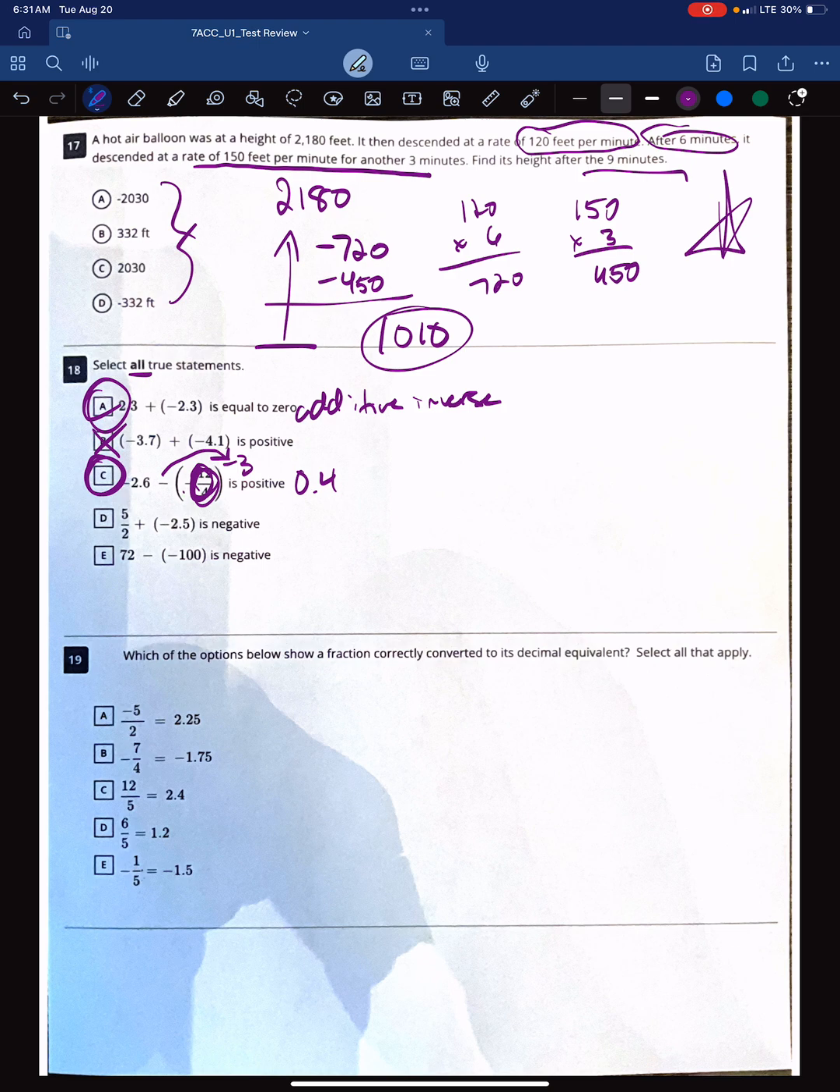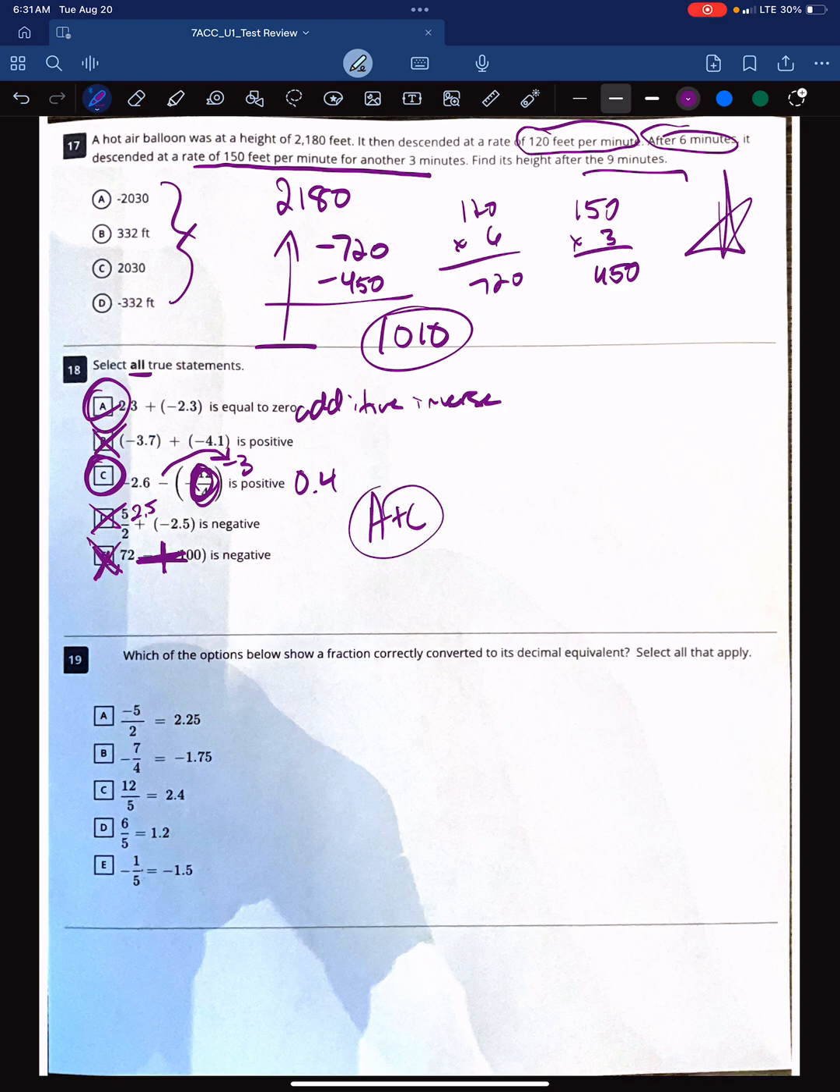D is 5 over 2 plus negative 2.5 is negative. No, that's not true. That's 0, right? So 5 over 2 is 2.5, and 2.5 minus 2.5 is 0, right? E, 72 minus a negative 100 is negative. No, because the two negative signs make one big plus. That's positive, so that's not going to work either. So A and C are the answers.